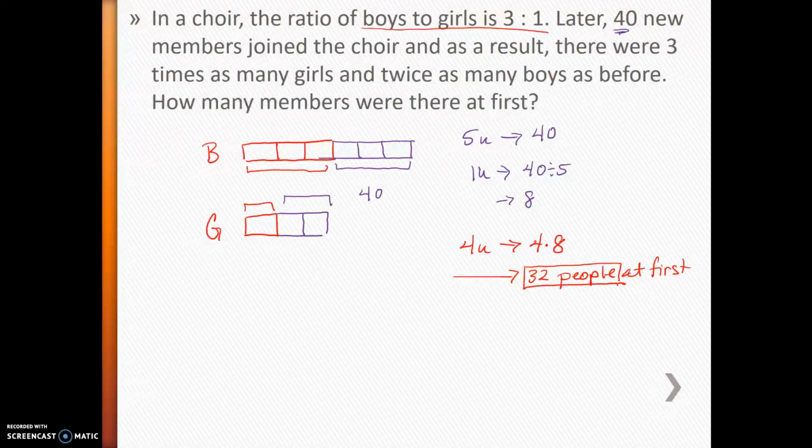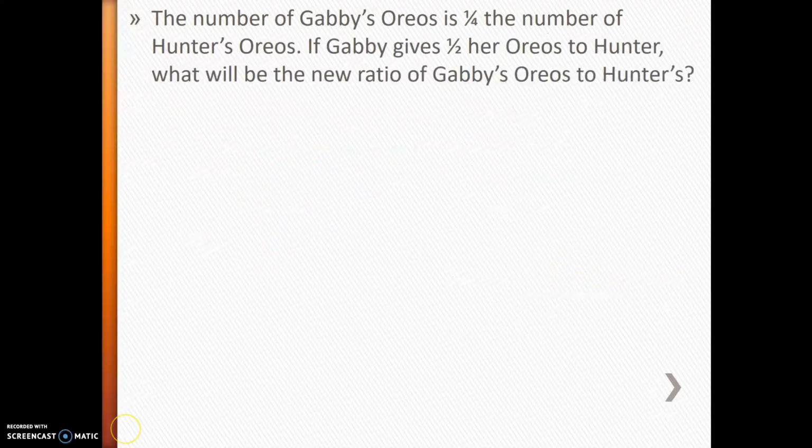Okay, let's try another one. All right, so the number of Gabby's Oreos is 1/4 the number of Hunter's Oreos. If Gabby gives 1/2 of her Oreos to Hunter, what will be the new ratio of Gabby's Oreos to Hunter's? Okay, well, let's see. What are we starting out with? We've got Gabby with 1/4 of Hunter's Oreos. So let's model that. So we've got Gabby and we've got Hunter. So obviously Gabby has 1 and Hunter is going to have 4.